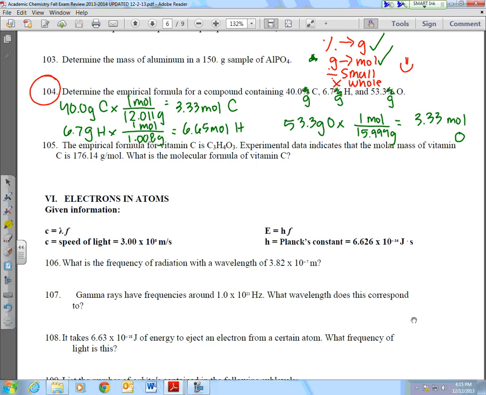Okay, so then you divide by small. So do not overthink this. What is the smallest answer of the 3 that I just got? Okay, so what's smaller, 3.33 or 6.65? 3.33. Okay, so it says divide by small. So you're going to divide all of these by 3.33.